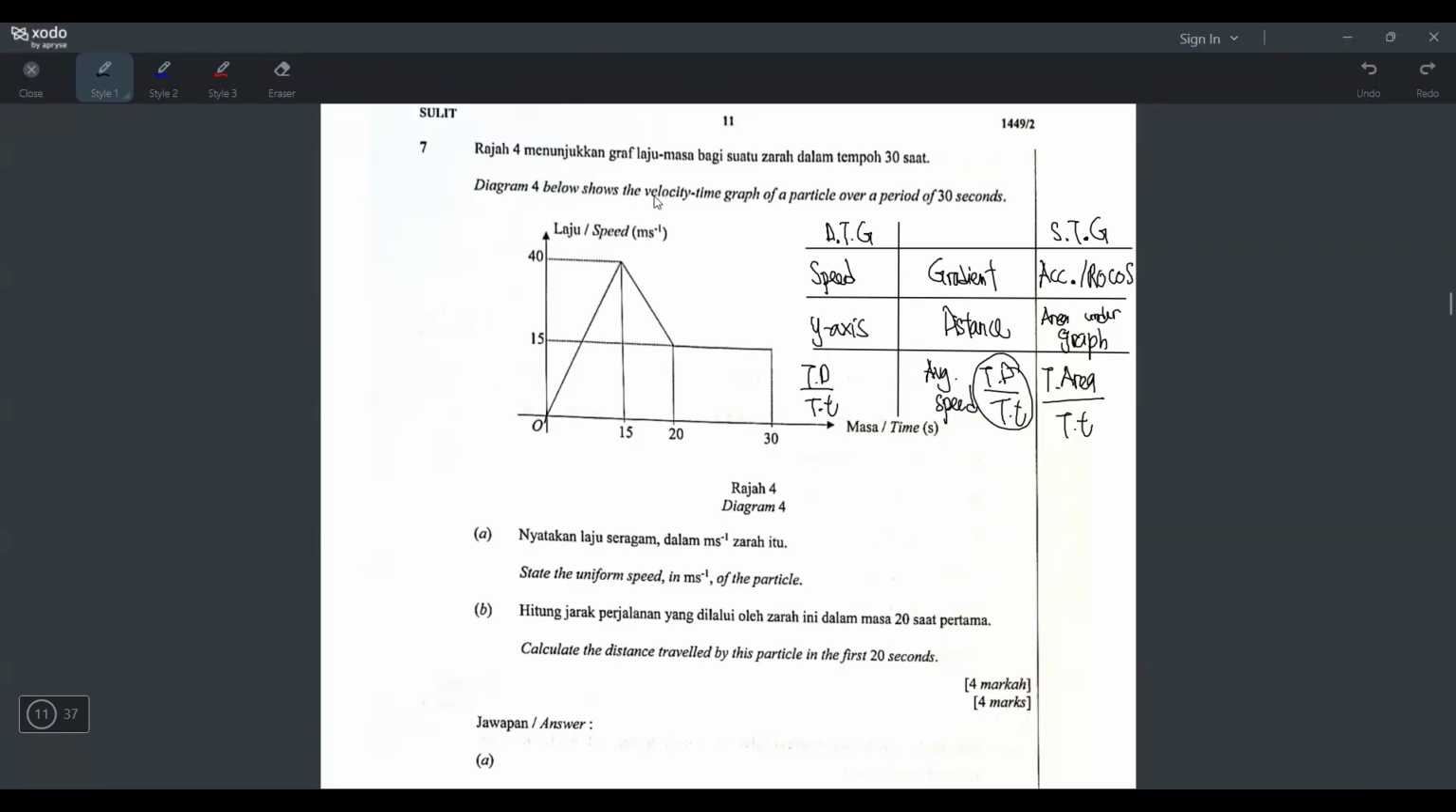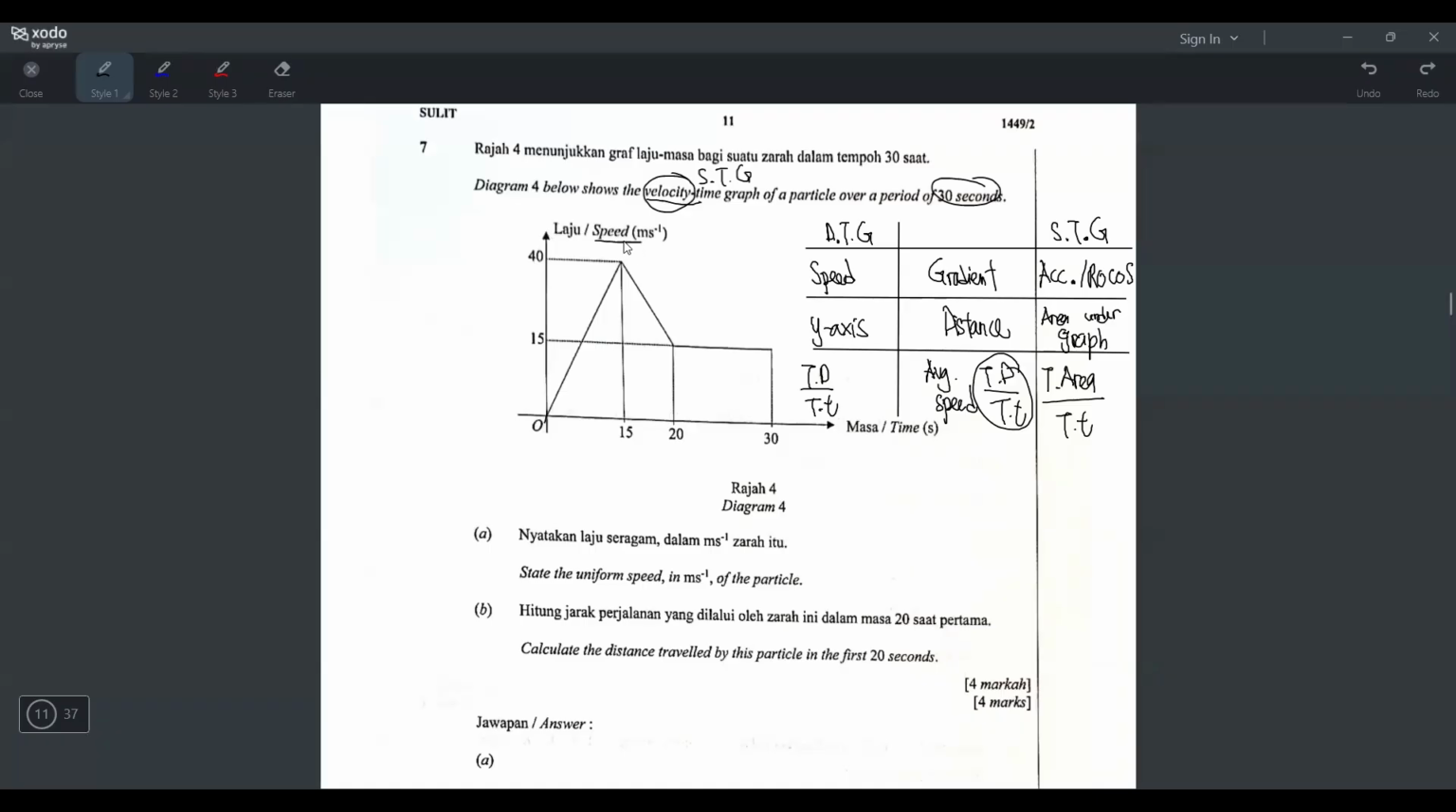Diagram below shows the velocity time graph. Velocity and speed are almost the same thing. So it's a speed time graph, STG. And then they said of a particle over a period of 30 seconds. So the total time taken is 30. So they already mentioned it is a speed time graph. So later we will refer to this. For speed time graph, you will use the gradient to find acceleration. You can find distance by using area, right? So these two things you need to know.